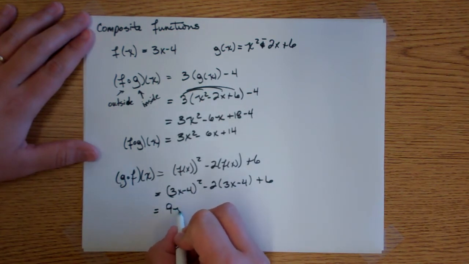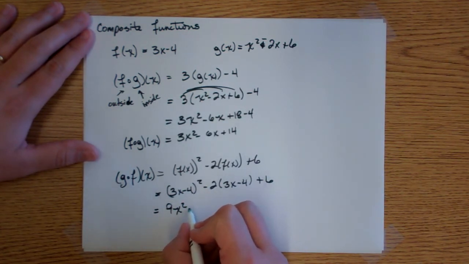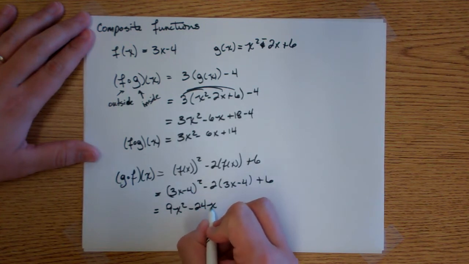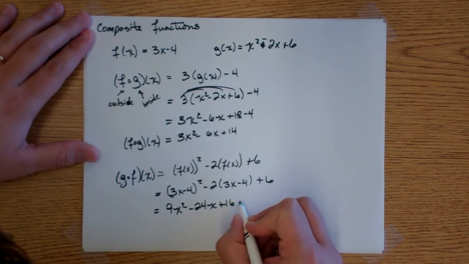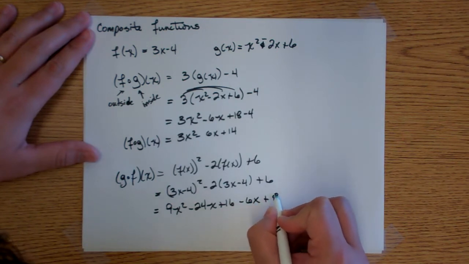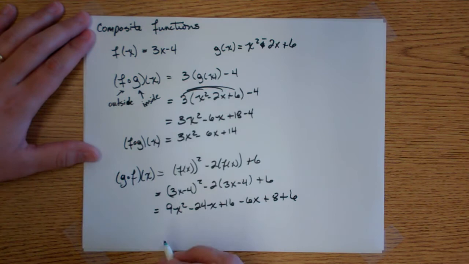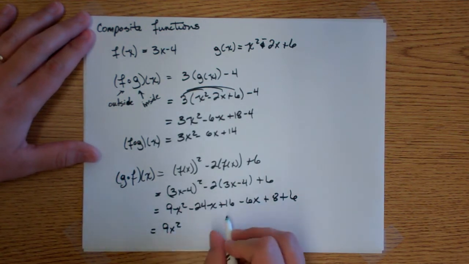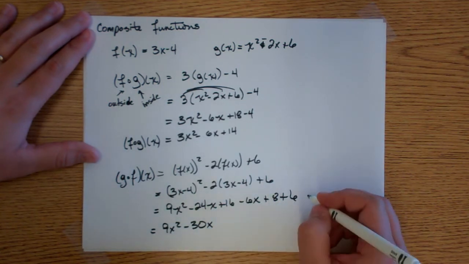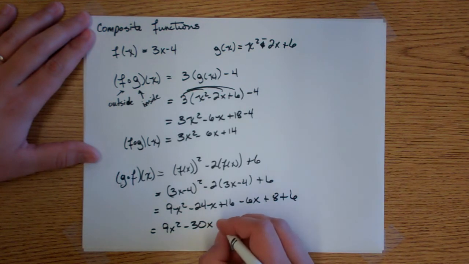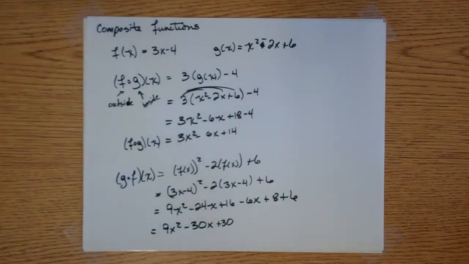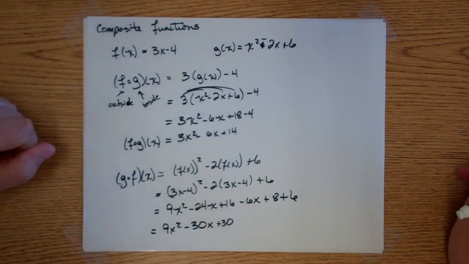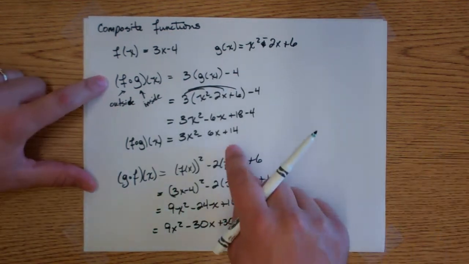So this would be 9x squared minus 24x plus 16 minus 6x plus 8 plus 6. So 9x squared minus 30x, and then 16 plus 6 is 22, plus 8 is 30. All right, so 9x squared minus 30x plus 30. All right, that's your f composition g and your g composition f.